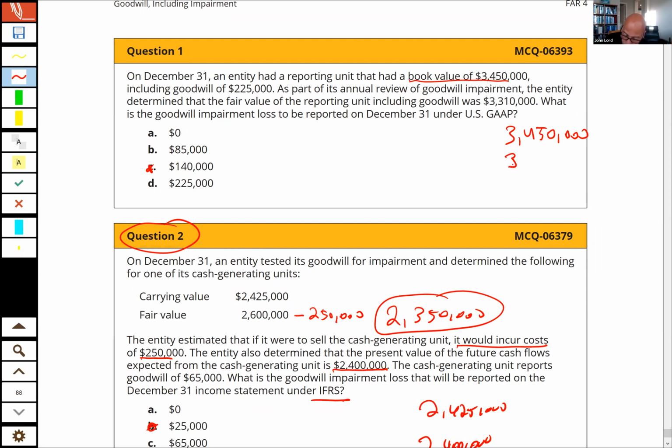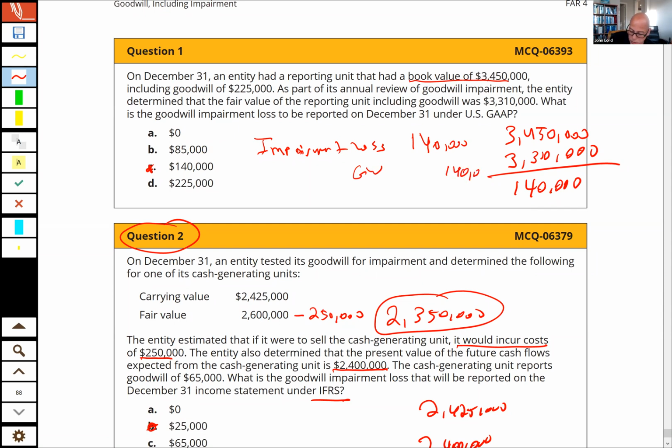3,310,000. So if that's the case, I have impairment of 140,000. To bring it down, I'm going to debit the impairment loss, $140,000, and credit the goodwill.